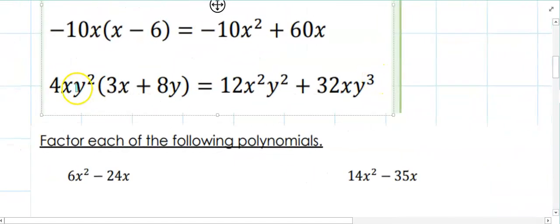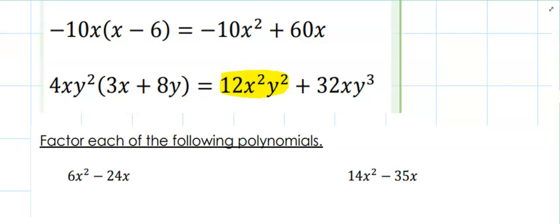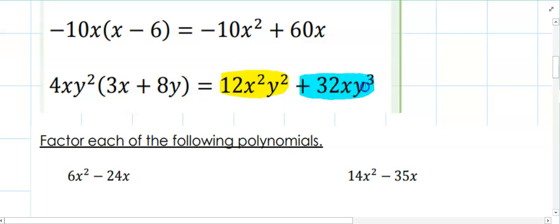Even though we can see the answer here on the left, let's take a look at this example on the right. In my first term, I have 12x squared y squared. In my second term, I have 32xy cubed. So I look and think, what can I divide 12 and 32 by? Well, they're both even. I can divide them by 2, but it's even bigger than 2. I can divide them both by a 4. So I'm going to put 4 out front before the parentheses.